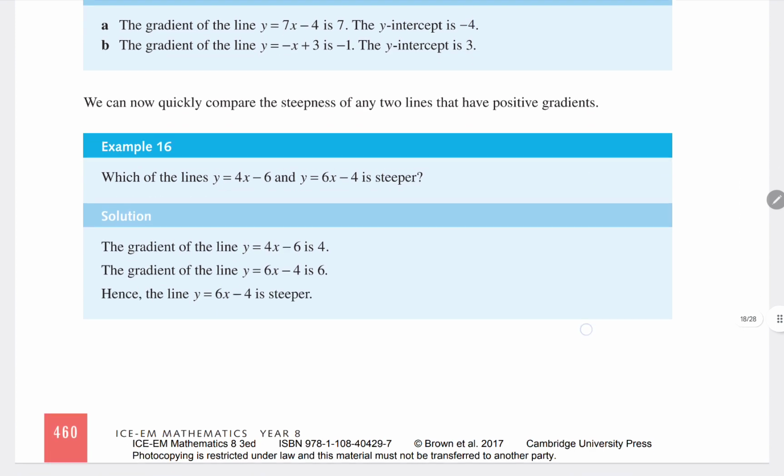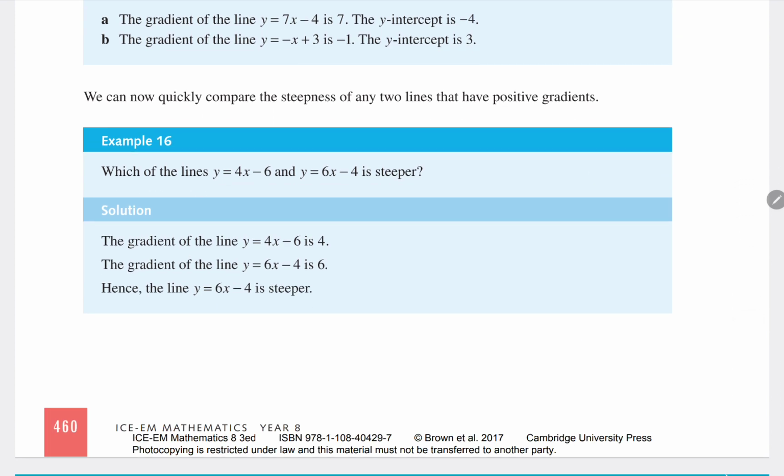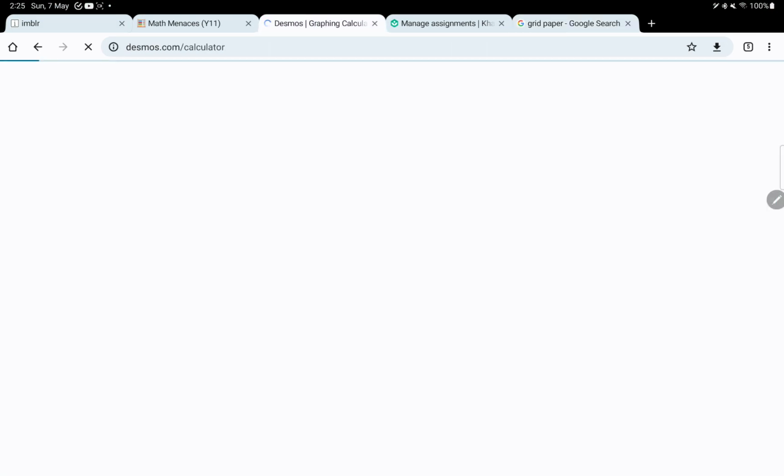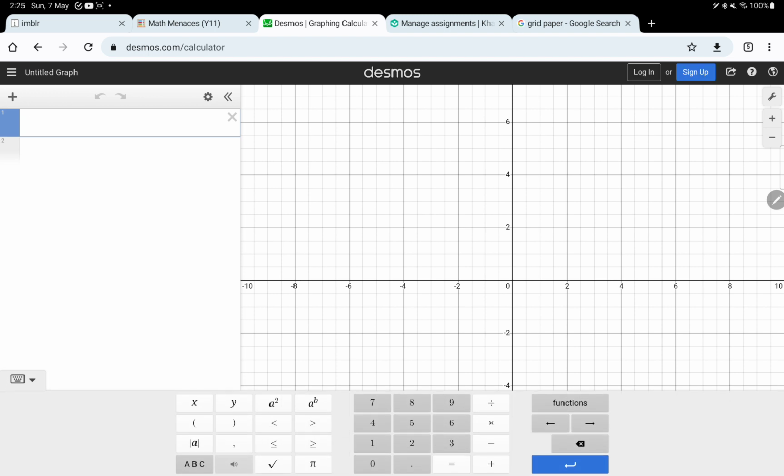Now, the answer for example 16: the gradient of the first line is 4, the gradient of the second line is 6, and therefore the line y equals 6x minus 4 is steeper because the gradient is higher. So gradient is essentially slope. Now let me give you a visual demonstration of this.